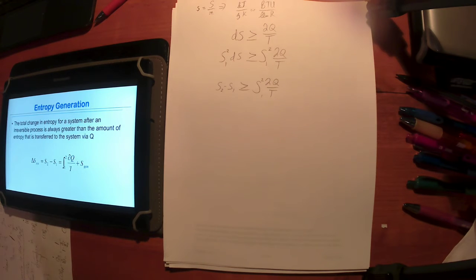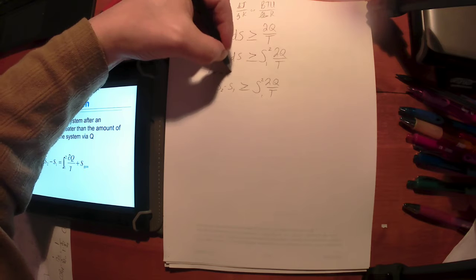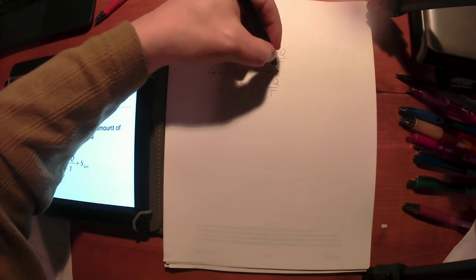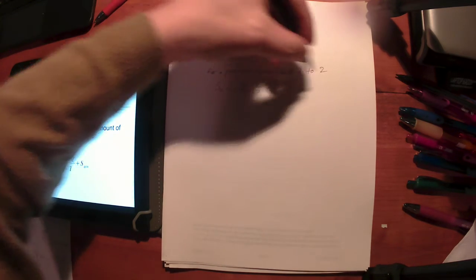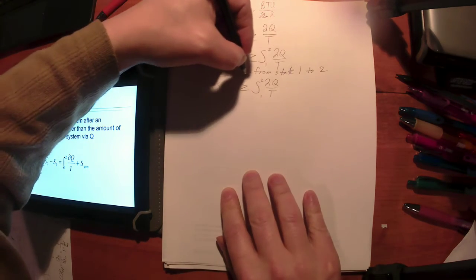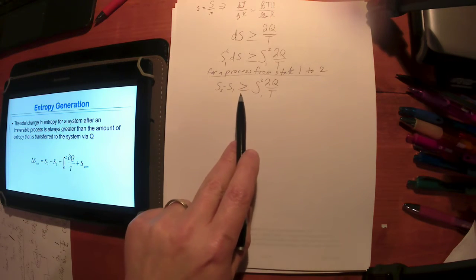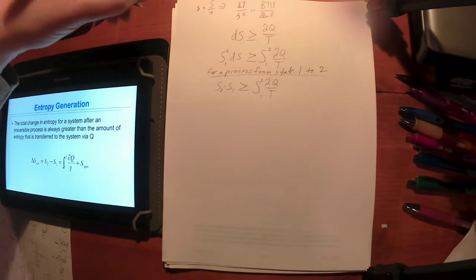Now, this is not too bad. This is for a process from state 1 to 2. For any process going from state 1 to state 2, the change in entropy is going to be greater than or equal to the amount of heat transfer required to get there per unit temperature. Or the total amount. That's an integral, a total amount.